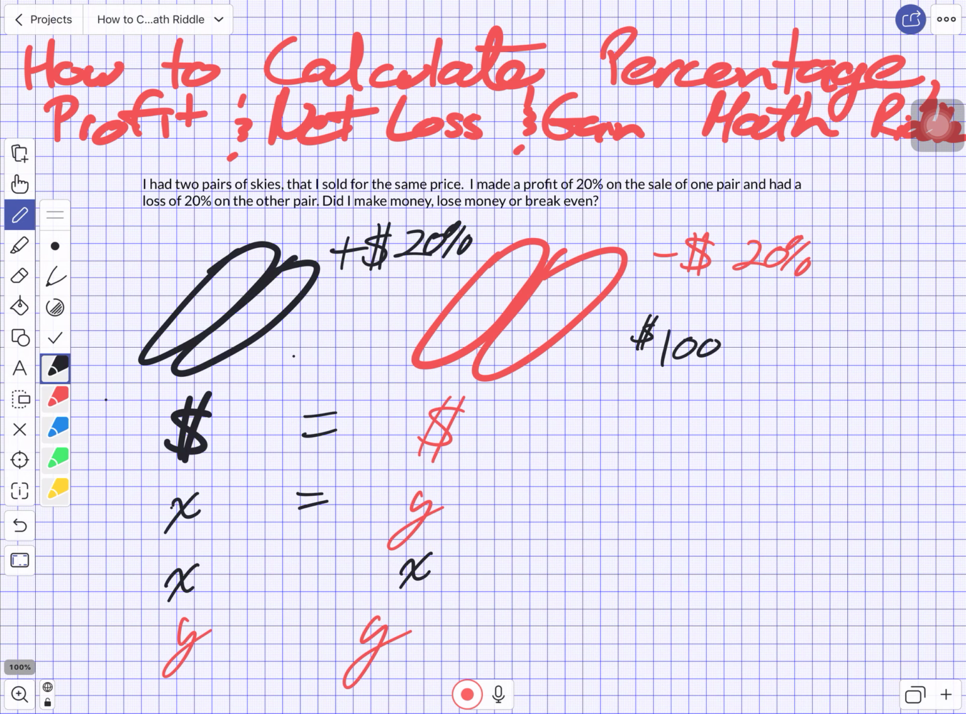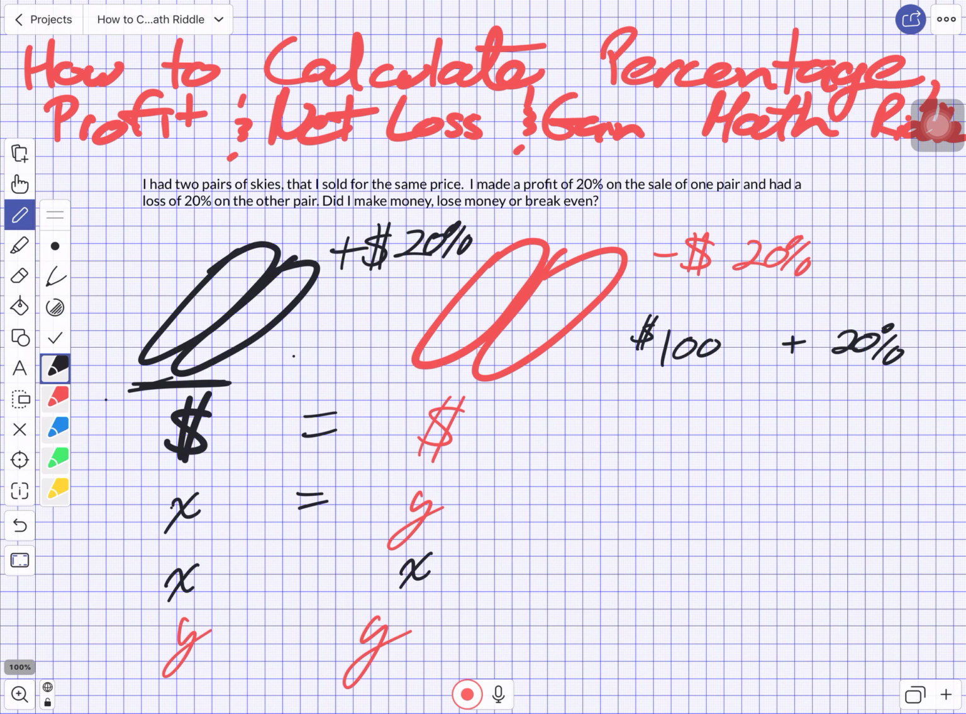Sorry, no, I don't want to say it's $100. I want to say the original price of the black skis is $100, and we made 20% profit, and that's going to tell us what the sale price is. And the reason, again, I chose 100, I could have chosen 120, we could have chosen 80. It's just that it will help us simplify this number.